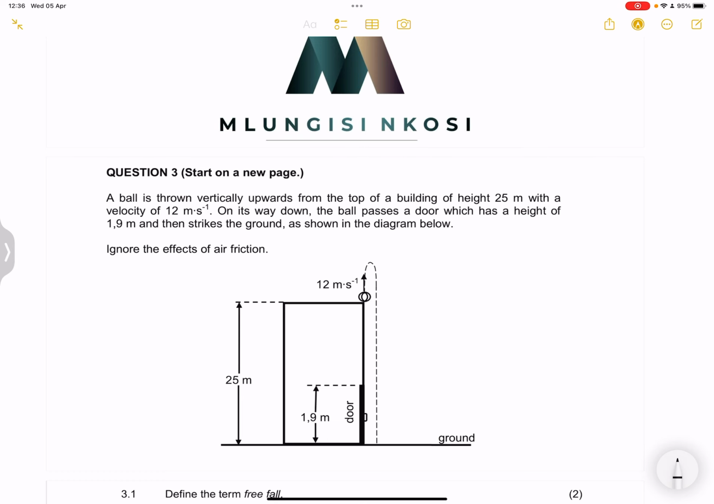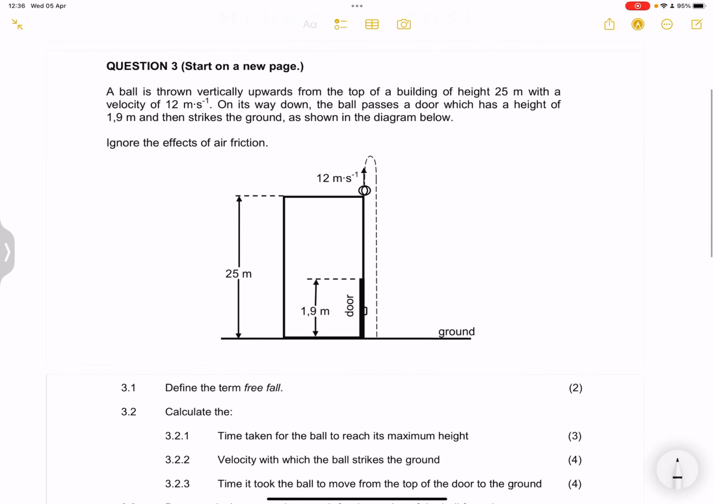All right, let's get right into the question. We're given a ball that is thrown vertically upwards from the top of a building of 25 meters, with a velocity of 12 meters per second. On its way down, the ball passes a door which has a height of 1.9 meters and then strikes the ground as shown in the diagram below. Very important, they say to ignore the effects of air friction.